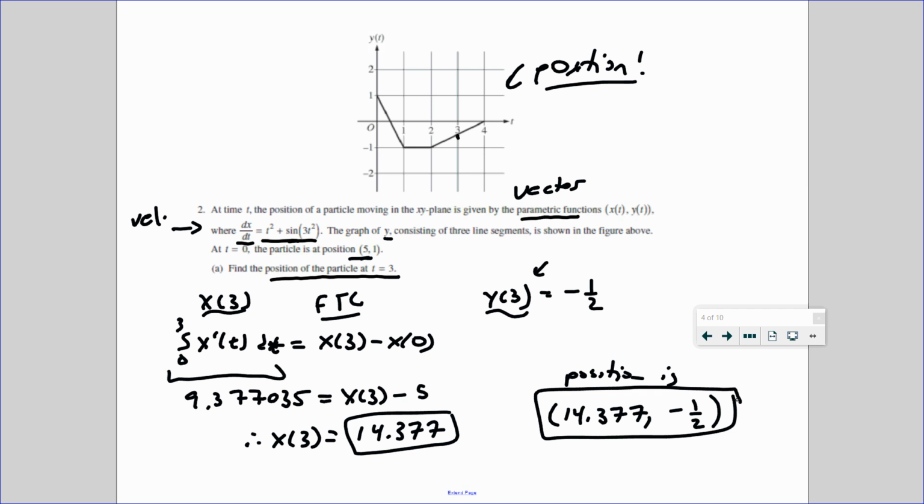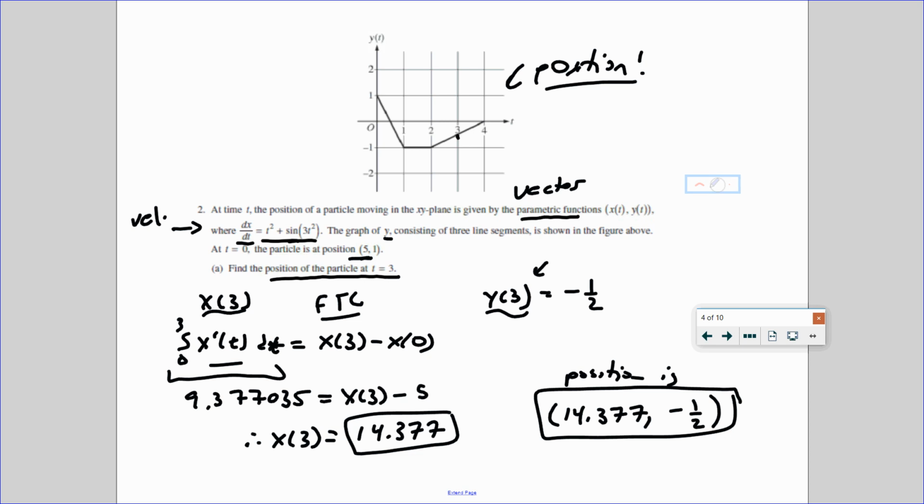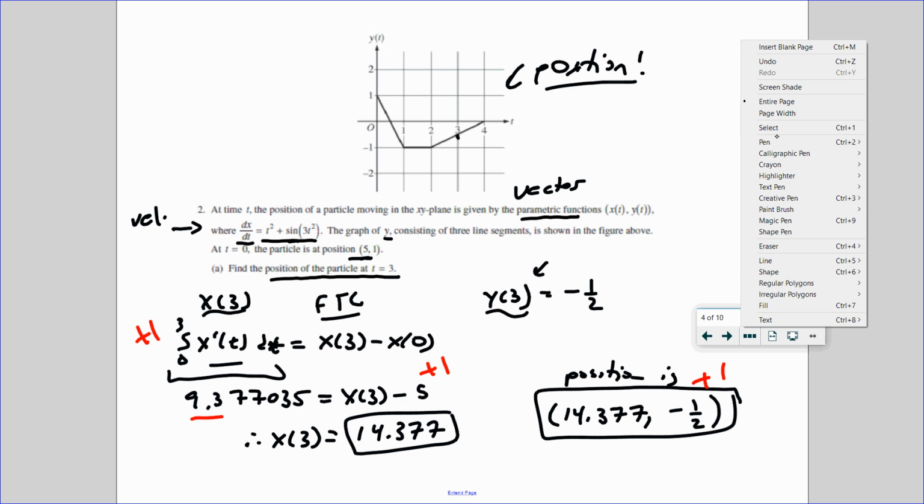Now, the only really hard part is just typing this in. So let's look at how many points this would be worth. Ready? You would get 1 point just for setting up the fundamental theorem. You get 1 point for plugging in the 5 in the FTC, and you get 1 point for your answer. That's worth 3 points. Okay? Now, on the AP that we're going to take in 2020, this is going to be solvable by hand. It's not going to be nasty. It's not going to be something that ugly. Okay? All right. So there we have part A.